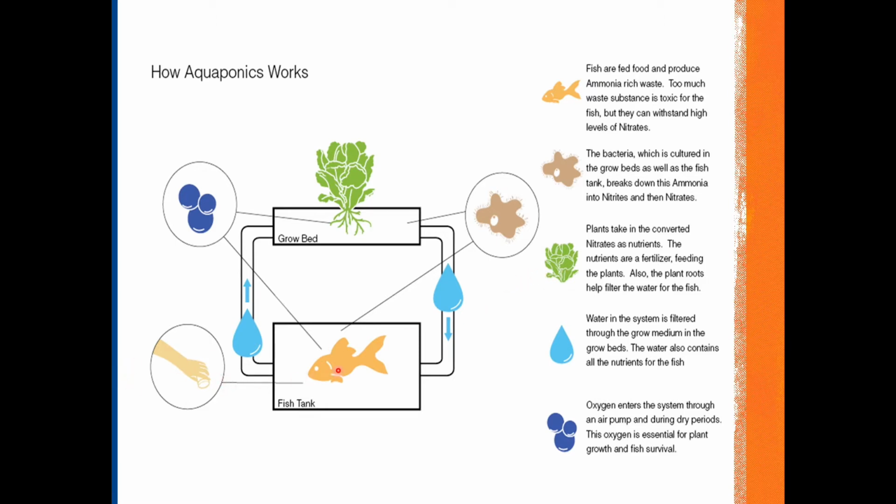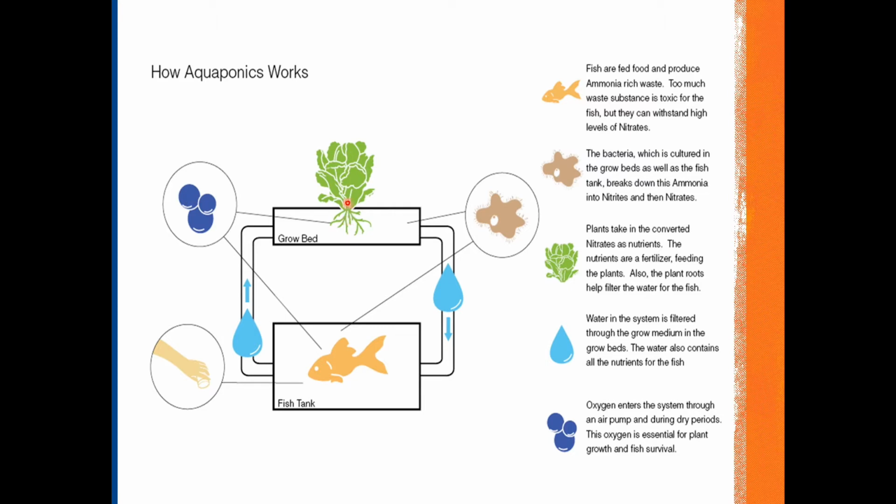How it works, again, just a little bit of repeat, but the fish right here are fed some kind of food, and they produce ammonia. They excrete ammonia over their gills and in their urine and waste products. But ammonia, unfortunately, as you're learning, is highly toxic to fish. So throughout the system, you have this bacteria that exists on all the surfaces in the system and in your biofilter, which will convert that ammonia first into nitrite and then into nitrate, which is what the plants use as one of their 16 essential nutrients.